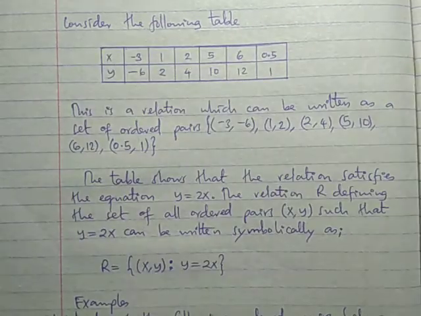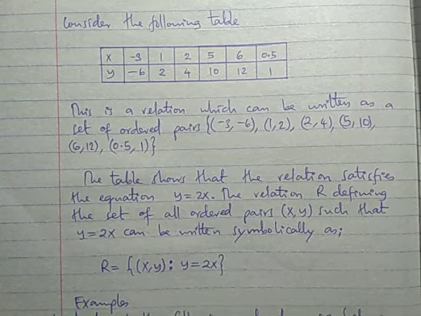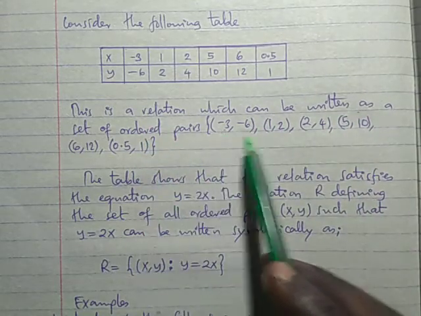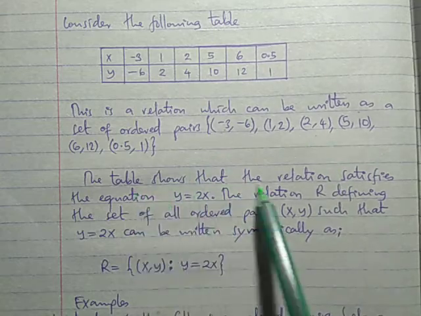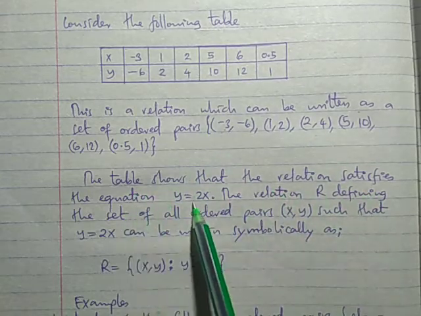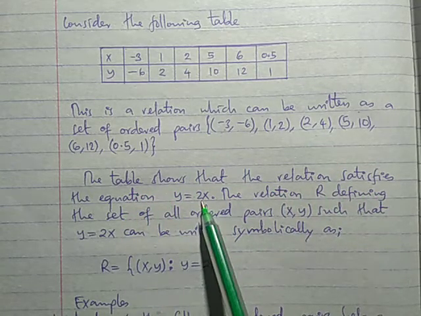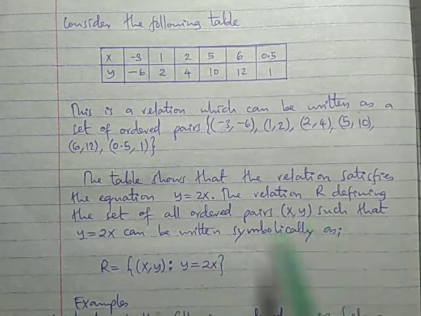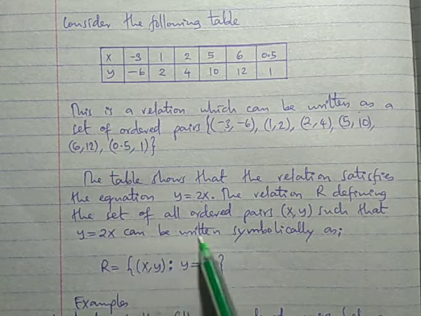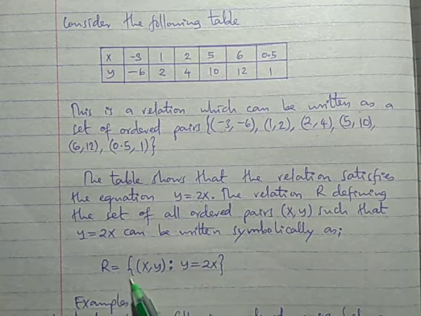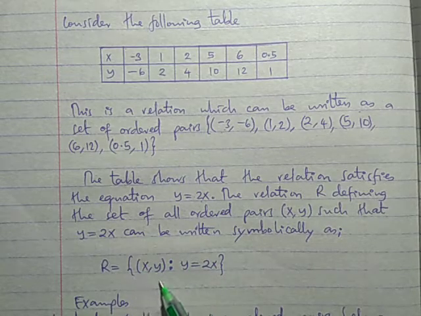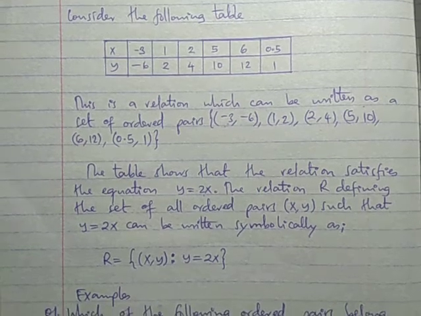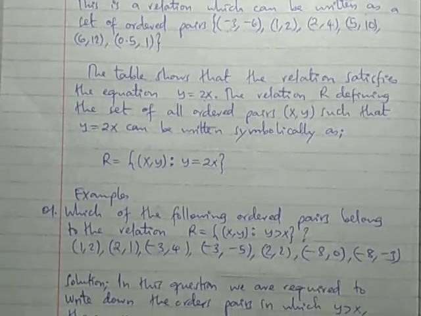So tunachokisema ni kwamba this is the relation which can be written as the set of ordered pairs, ambao tunaweza kuandika kama hivi. The table shows that the relation satisfies the equation y is equal to 2x. Now the relation R defining the set of all ordered pairs x, y such that y is equal to 2x can be written symbolically as R is equal to set of ordered pairs x, y, whereby y is equal to 2x. That is just one among the examples of relation.